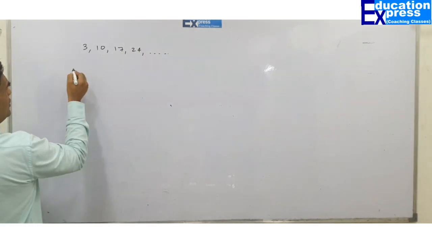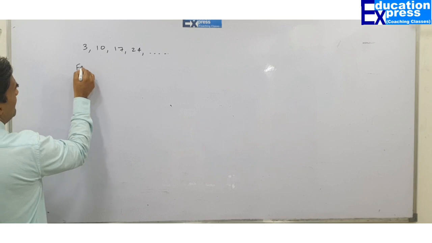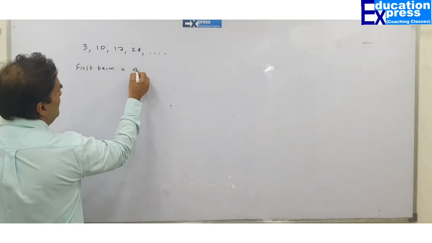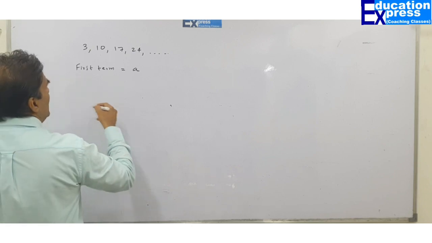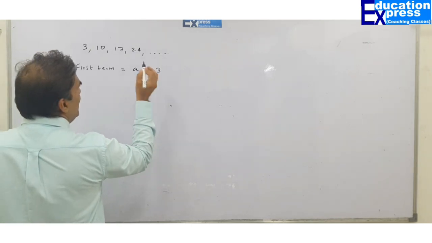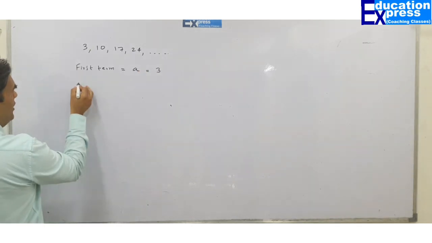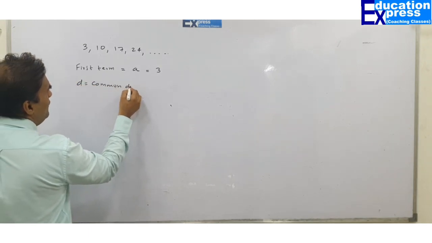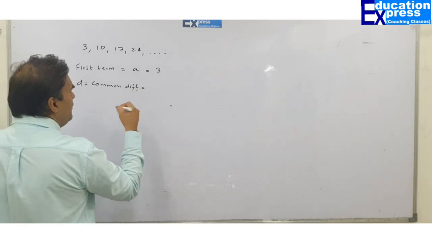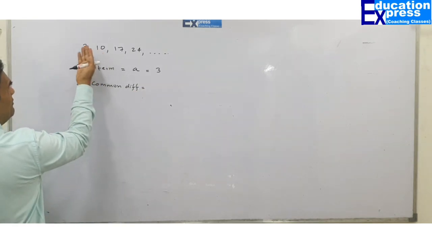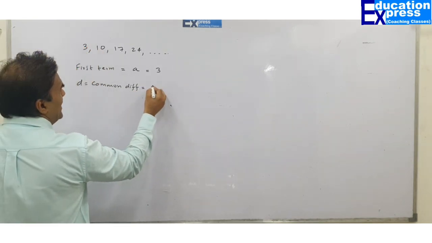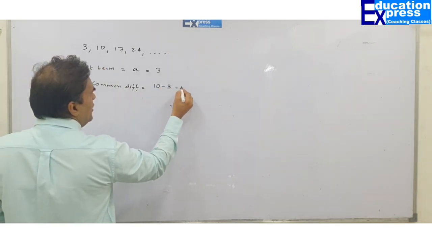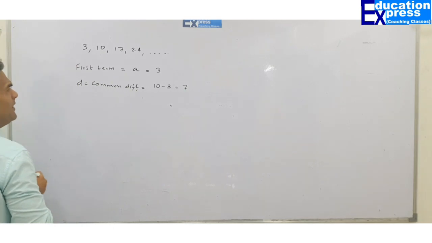So the first term of the series is denoted by the letter a, small a. In this example, it will be 3. What about the d? d is said to be the common difference. Common difference is always the second term minus the first term. Second term is 10 minus the first term 3. So the common difference is going to be 7.